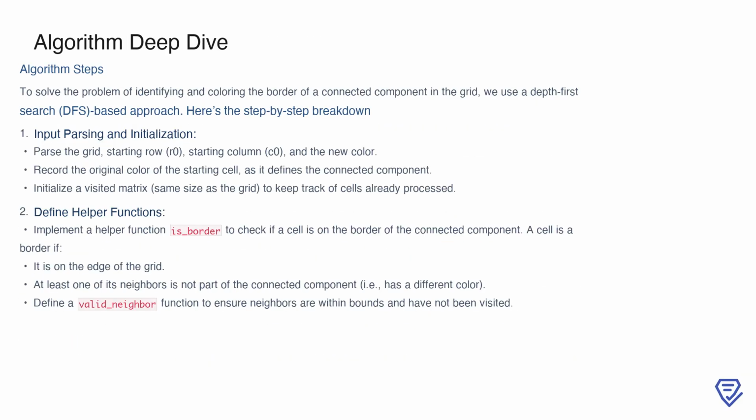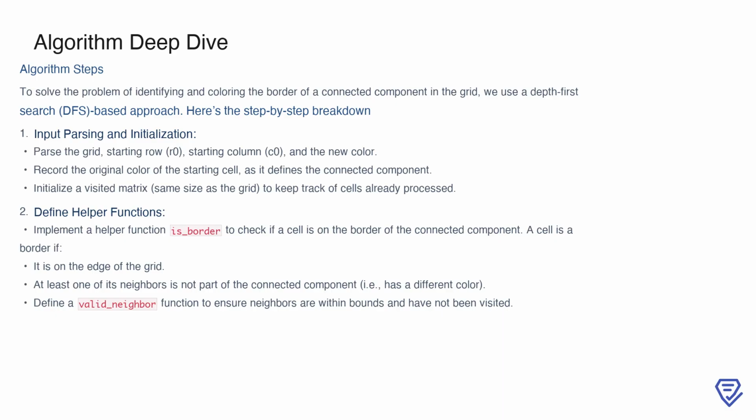To solve the problem of identifying and coloring the border of a connected component in a grid, we adopt a systematic approach using depth-first search, or DFS. First, we parse the inputs, including the grid, the starting cell at position R0, C0, and the new color to be applied. We also record the original color of the starting cell, as this defines the connected component we need to process. To avoid revisiting cells, a visited matrix is initialized, which will track which cells have already been handled.